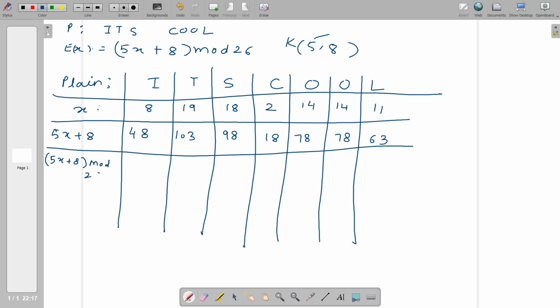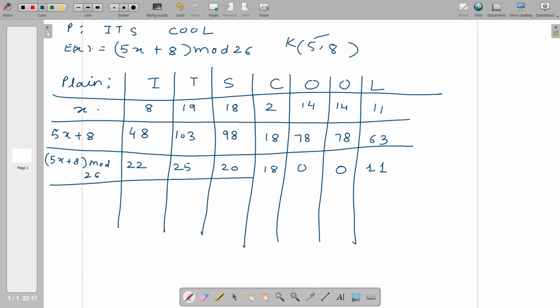So when we divide this 48 with 26, the remainder is going to be 22. In case of 103, the remainder will be 25. In case of 98, the remainder is going to be 20. For 18, the remainder will be 18. For 78, remainder will be 0. It will go 3 times. And for 63, the remainder is going to be 11.